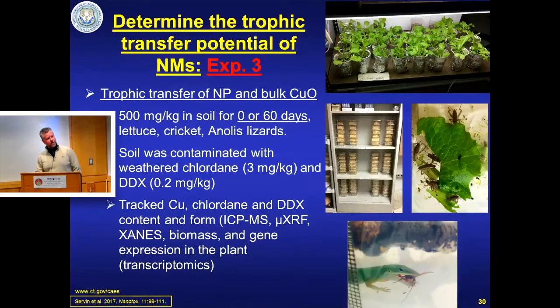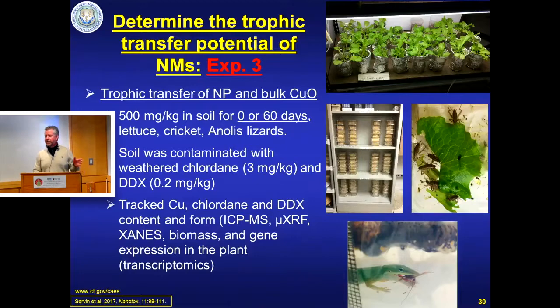maybe not. There it is. So we added the copper to the soil, and then we put the plant in immediately, or we put the plant in after 60 days, to allow it to, what we call weather, but you know, who really knows what's going on. The soil was contaminated with weathered organic compounds. We're not going to look at that data at all. But we did the same thing.